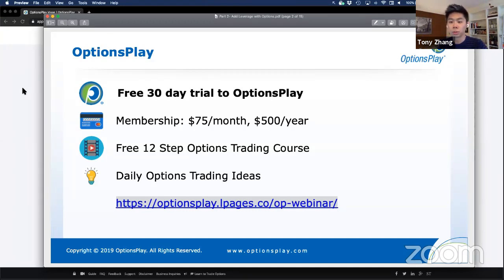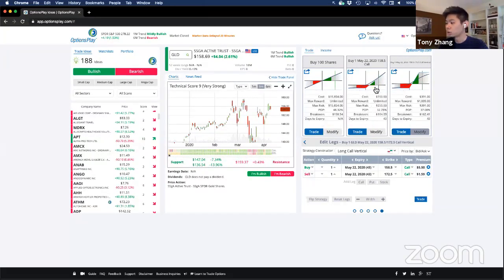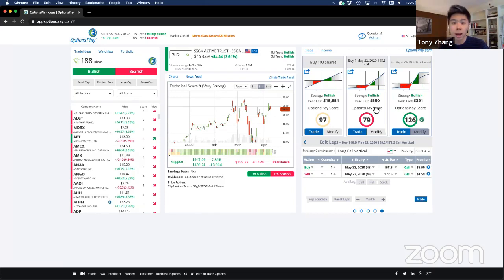What do the two-digit numbers in the red and green mean? Oh, so the question is, what does the options play score mean? The options play score is simply a risk to reward ratio. Many strategies have unlimited risk or unlimited reward, and you'll say to yourself, how do I calculate risk to reward on something with unlimited reward? We wanted to create a solution for that. That's why we created the options play score, to give you a sense of the potential reward versus the potential risk.